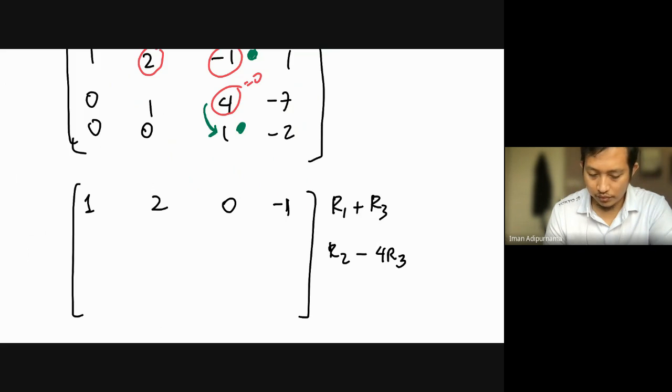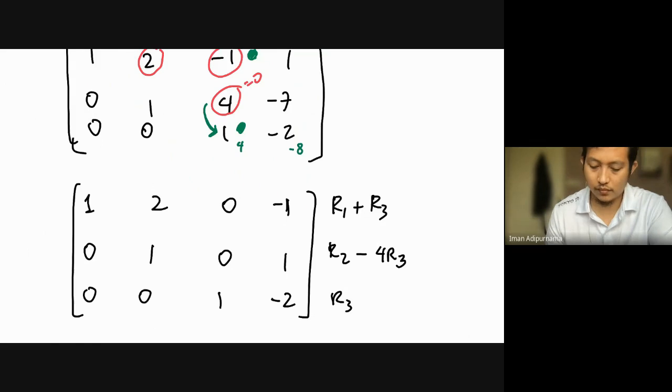So R2, 0 minus 0 is 0. 1 minus 0 is 1. 4, let me write here, it becomes 4 and negative 8. 4 minus 4 is 0. Negative 7, negative 8 plus 8, it's 1. And this will be the same. Okay.